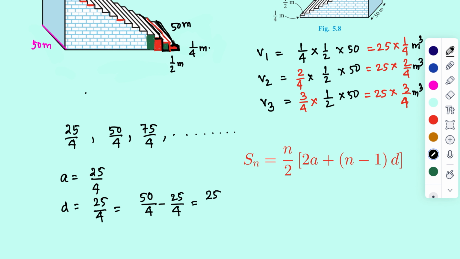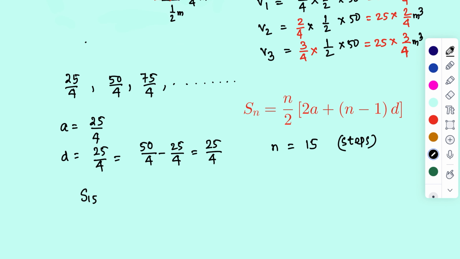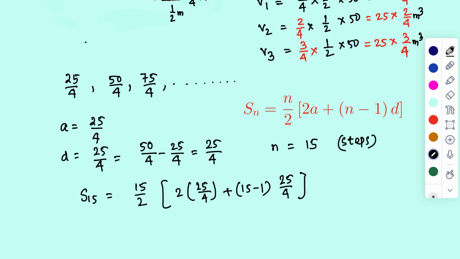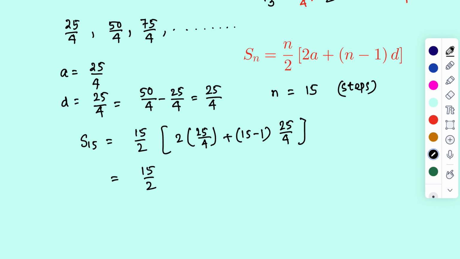Number of terms is equal to 15, because there are 15 steps. So we will put the value to find out S15. That is equal to 15 by 2 multiplied by 2a, that is 2 multiplied by 25 by 4, plus n minus 1 into d, which is also 25 by 4. So we can write this as 15 by 2 into 50 by 4 plus 14 into 25 by 4. 15 minus 1 is 14, into 25 by 4.